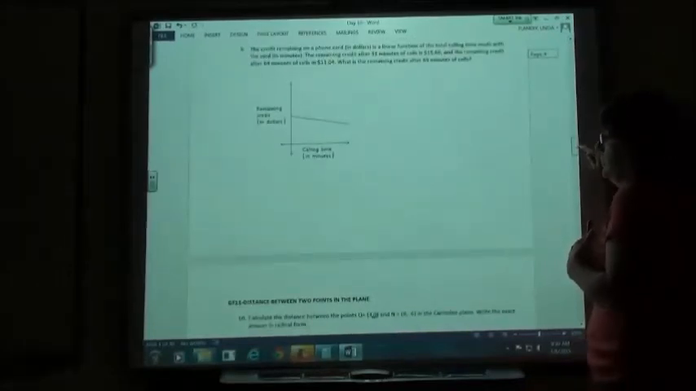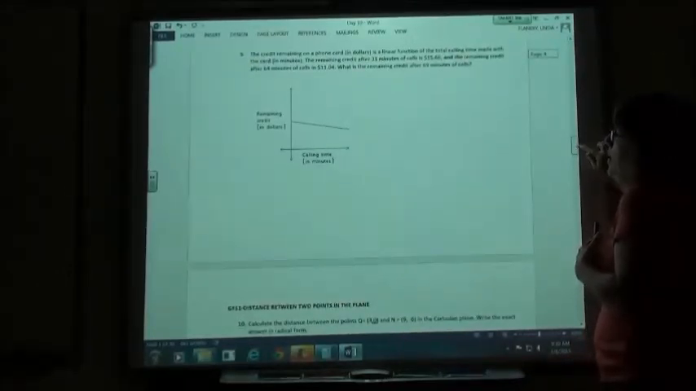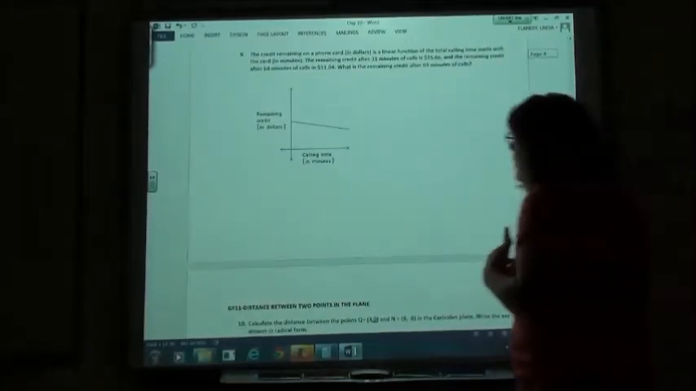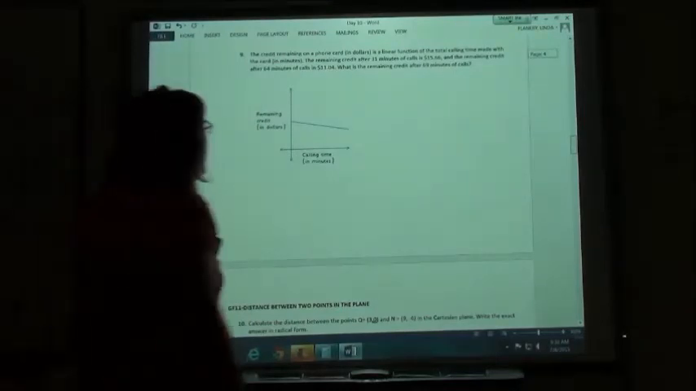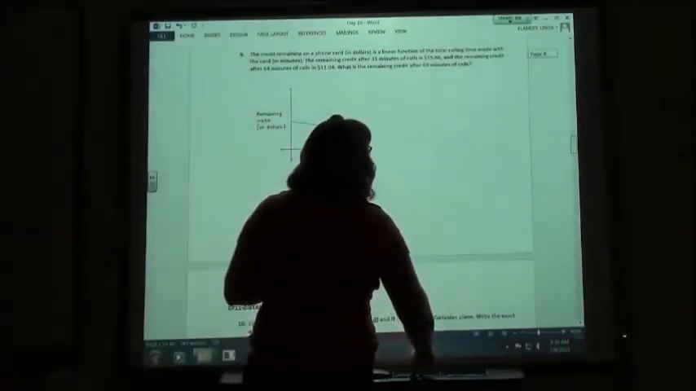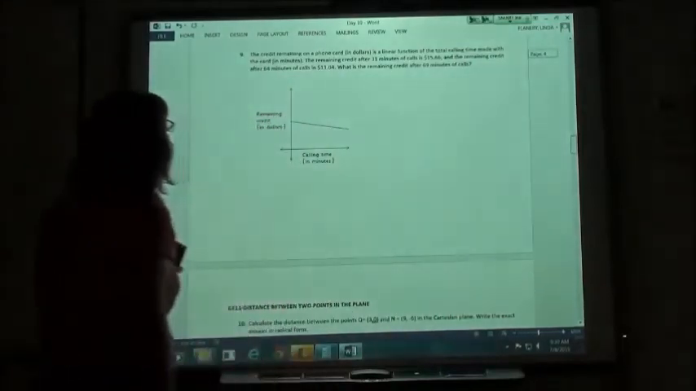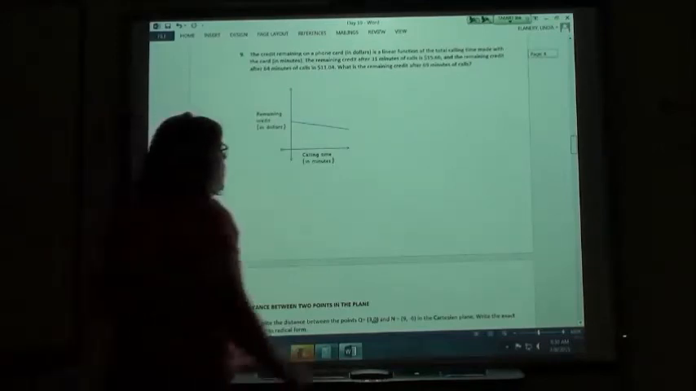And number 9. Says the credit remaining on a phone card in dollars is a linear function of the total calling time made with the card in minutes. The remaining credit after 31 minutes of calls is $15.66. The remaining credit after 64 minutes of calls is $11.04. What is the remaining credit after 69 minutes of calls?